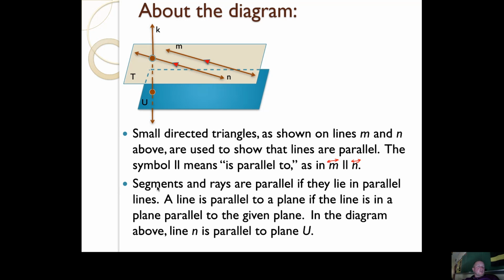Now, on these lines, there exist segments and rays, and they're parallel if they lie in parallel lines. So you could have a ray that's parallel to a line or a ray that's parallel to a segment, and so on and so forth, as long as they're parts of lines that are parallel. A line can also be parallel to a plane if the line is in a plane that's parallel to the given plane. So in this diagram above, line N, that's this guy, notice how he lives on the beige plane. It's parallel to plane U because the two planes are parallel. So any line that's in this plane is going to be parallel to this plane as well.